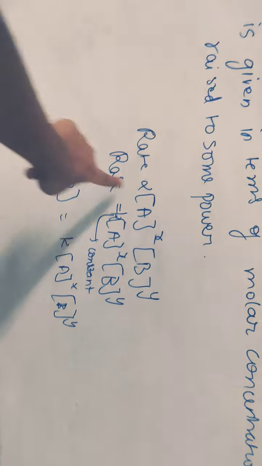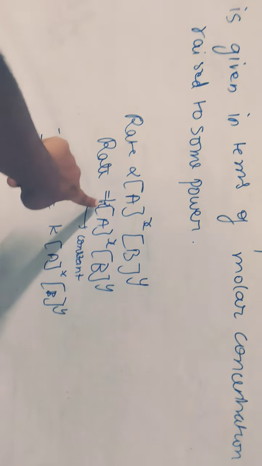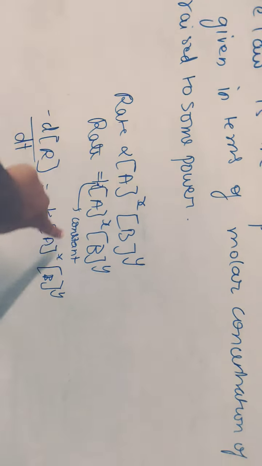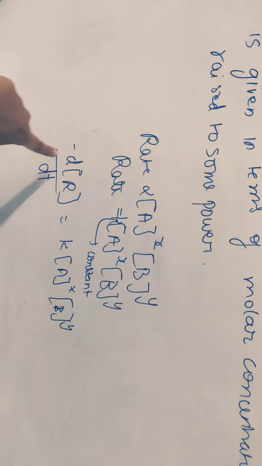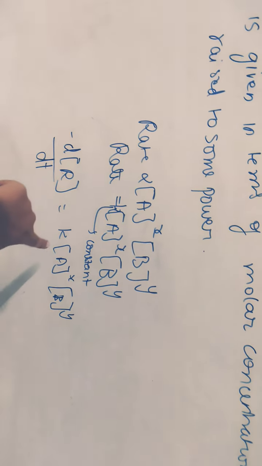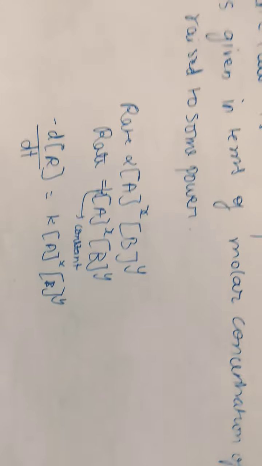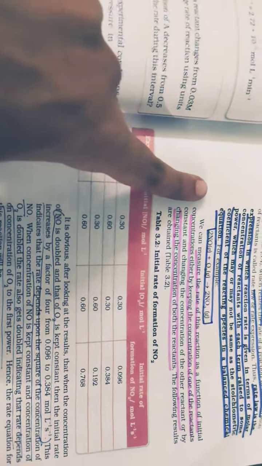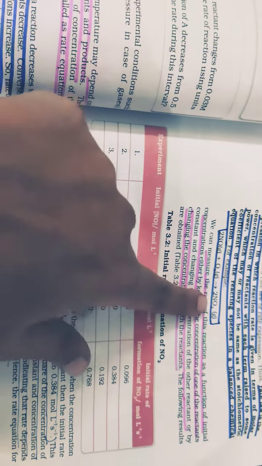For example, to remove the proportionality, I have added a proportionality constant k, which is a constant, and rate, also written as minus d[R]/dt, equals k[A]^x[B]^y. Here is an example for that: 2NO + O2 gives 2NO2.